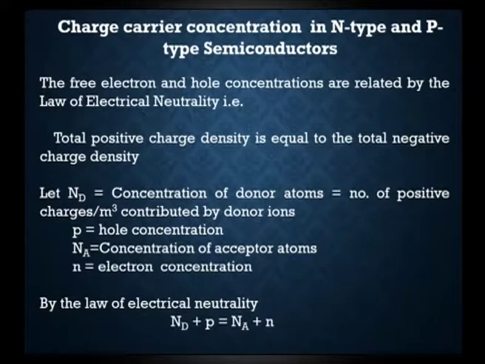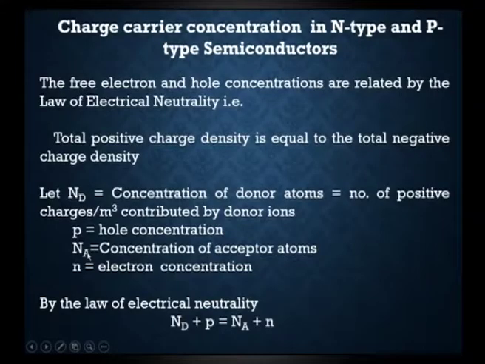Next we move on to charge carrier concentration in N type and P type semiconductors. The free electron and hole concentrations are related by the law of electrical neutrality. We need to know this concept for the upcoming derivations. So what is the charge concentration in N type and P type? The total positive charge density is equal to the total negative charge density. That is the basic law that we consider, electrical neutrality.